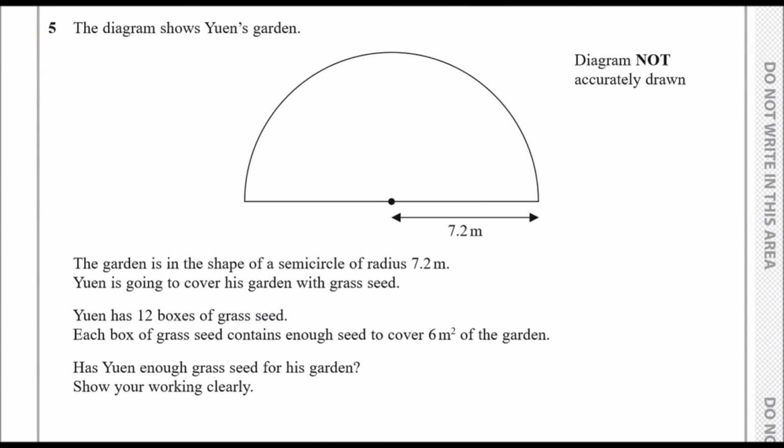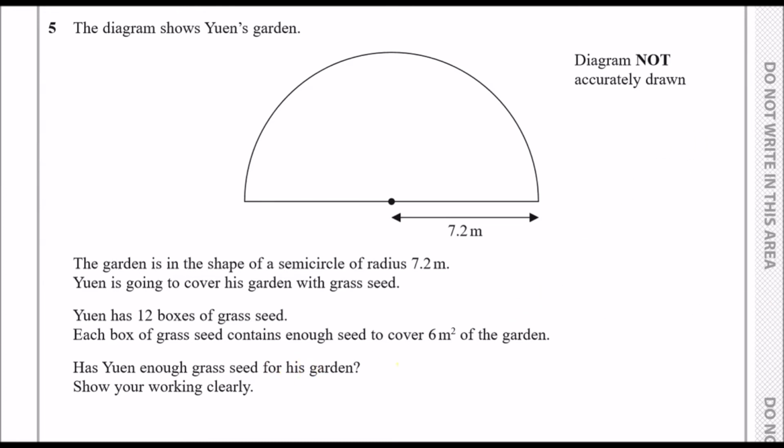Okay, question 5. So the diagram shows UN's garden. Now, this garden is in the shape of a semicircle, radius 7.2 meters. Okay? Now, UN is going to cover his garden with grass seed. UN has 12 boxes of grass seed, and each box contains enough seed to cover about 6 meters squared of the garden. Well, does he have enough grass seed for his garden?